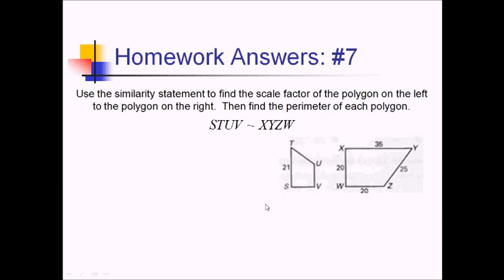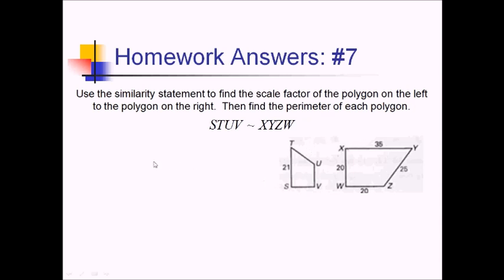of those sides. Well, the only side we have from the smaller shape is this ST side, which is 21. Looking at our similarity statement, we see that since that's the first two letters of the first shape, it has to go with the first two letters, XY, of the second shape over here. So that's going to be 35. And if you look at this, this shape is really just this other shape rotated a little bit on its side. So these definitely look like they're also the same shape.